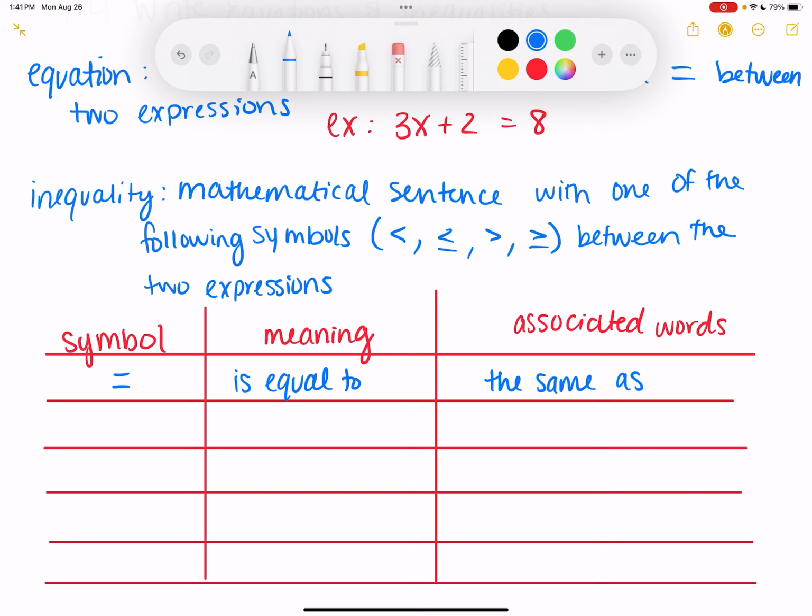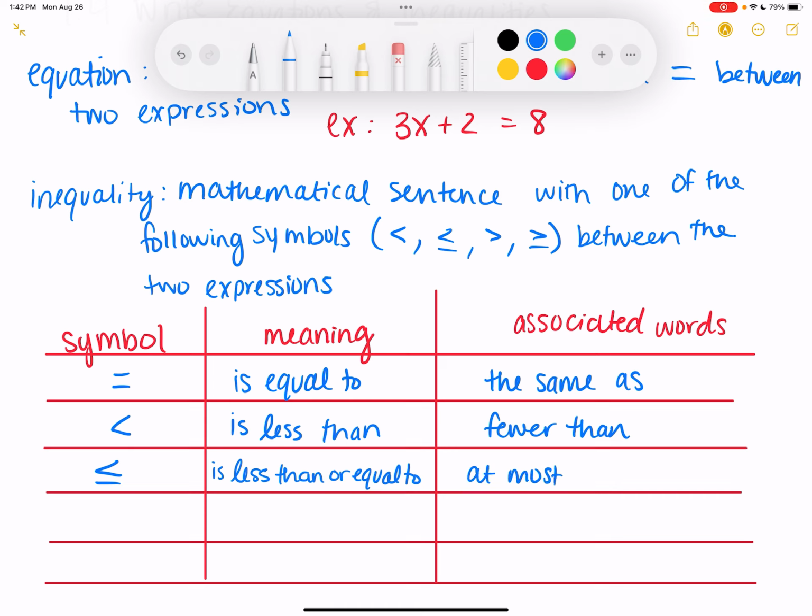Next we have our less than symbol, which means is less than, and associated words would be fewer than. If we have our less than or equal to, that means is less than or equal to. And that basically just means at most or no more than. So if you see any of those words, that would say less than or equal to.